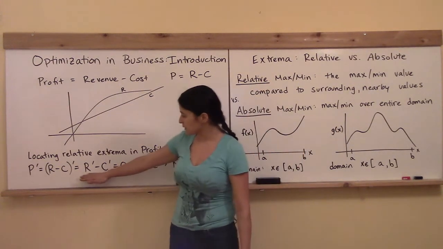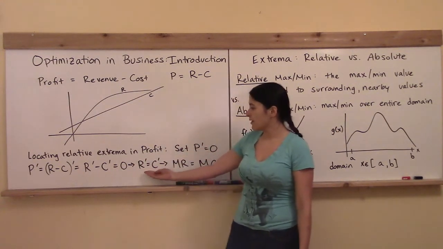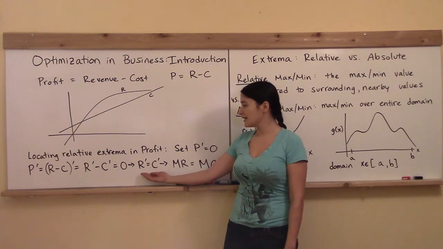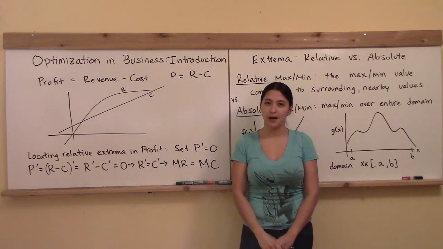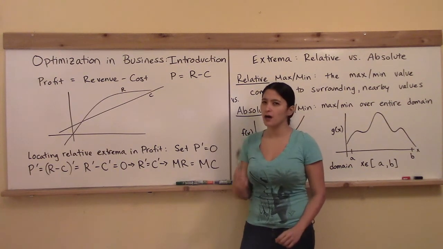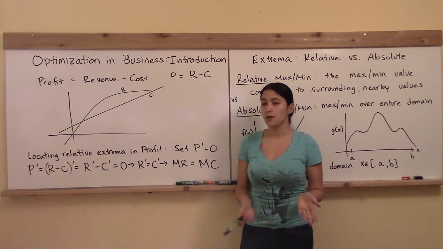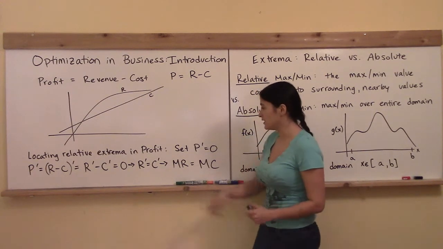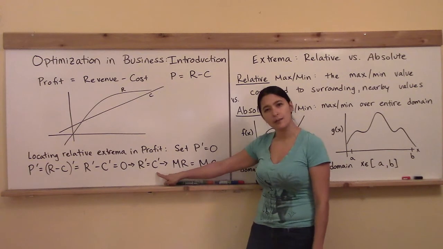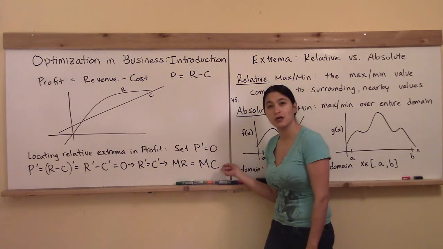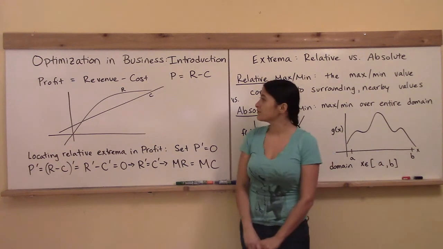Okay, so if we have this equation right here set equal to 0, that's the same thing, if we move the C prime over to the other side, as saying that R prime is equal to C prime. And then at this point we recall that the derivative of all total functions is equal to the marginal function, the marginal quantity, and so R prime equals C prime is the same thing as saying marginal revenue equals marginal cost. That's kind of cool.